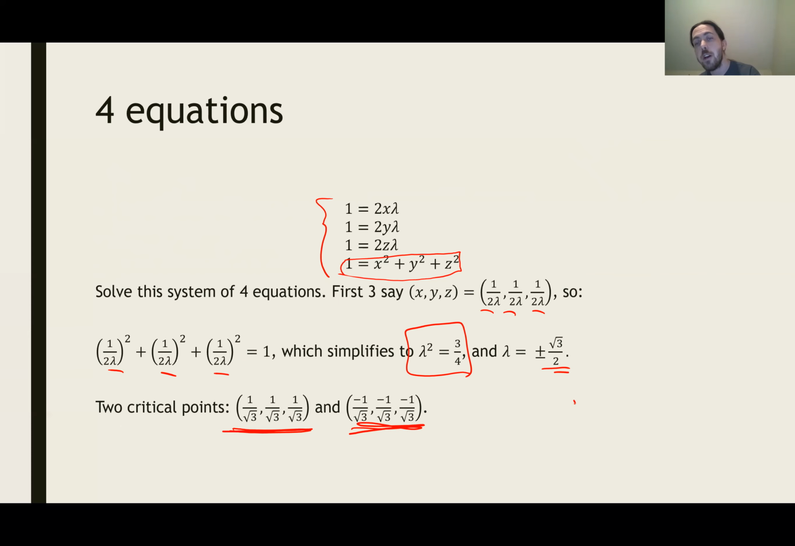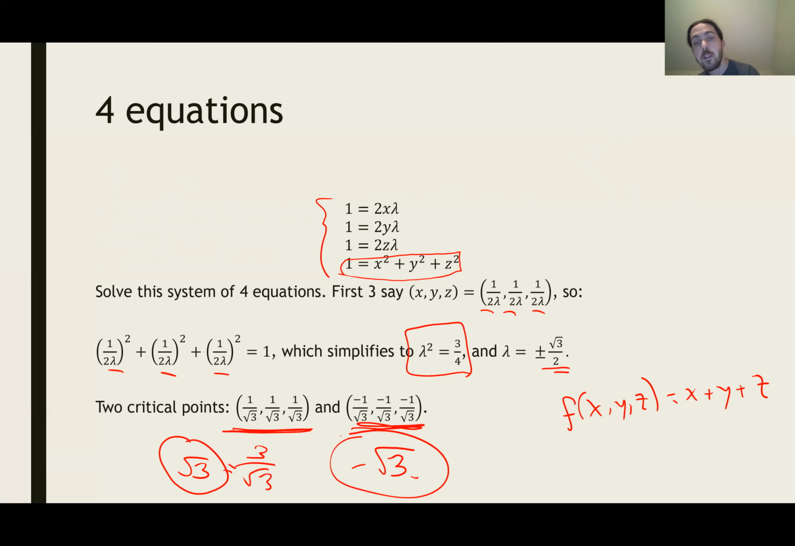The value of our function was f of x, y, z is x plus y plus z. So at this critical point, we take the value 1 over root 3 plus 1 over root 3 plus 1 over root 3. That's 3 over root 3, or the square root of 3. Over here, the value is minus the square root of 3. And those are the global maxima and minima of this function on this particular level set, full stop. We don't have to do any trig parameterizations or anything like that. So for doing these types of boundary problems, the method of Lagrange multipliers is actually sometimes extremely helpful.